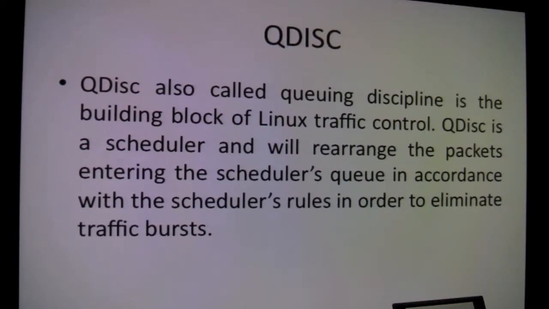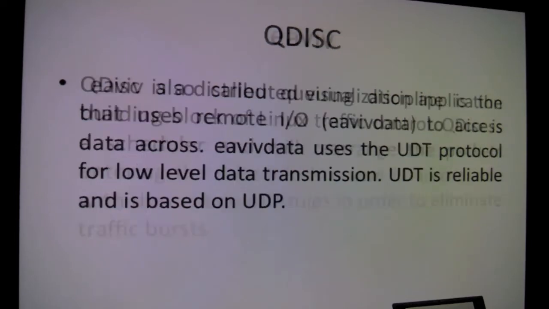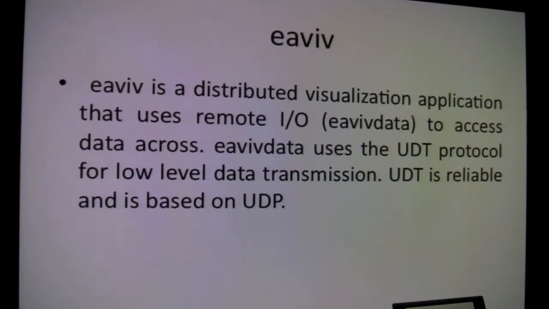QDisc is a scheduler and will rearrange the packets entering the scheduler's queue in accordance with the scheduler's rules in order to eliminate traffic bursts. eView is a distributed visualization application that uses remote I/O eView data to access data across. eView data uses the UDP protocol for low-level data transmission.